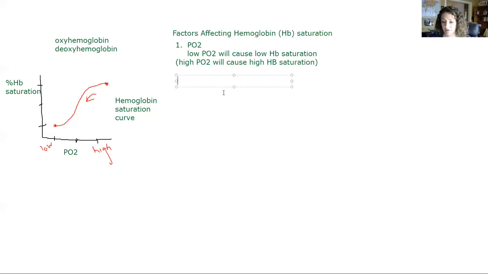Any other questions on this one? Okay, second factor affecting hemoglobin saturation is blood pH. Remember that pH reflects acidity. Higher acidity means lower pH. So low pH will cause, what do you think hemoglobin will do in low pH? High saturation or low saturation?